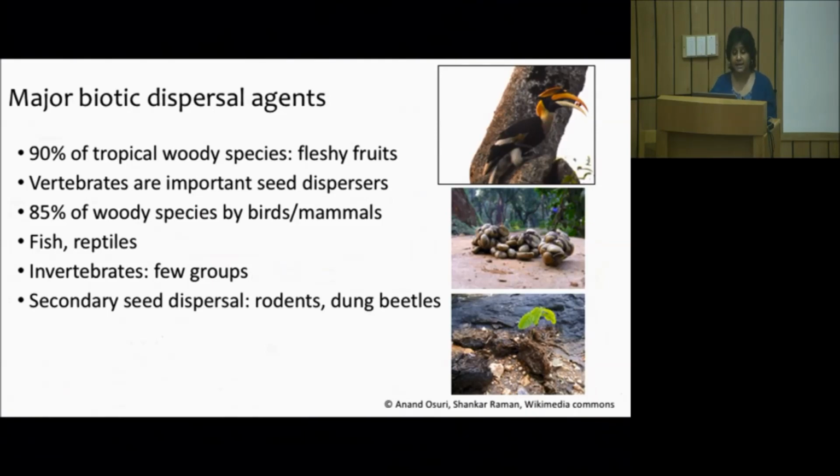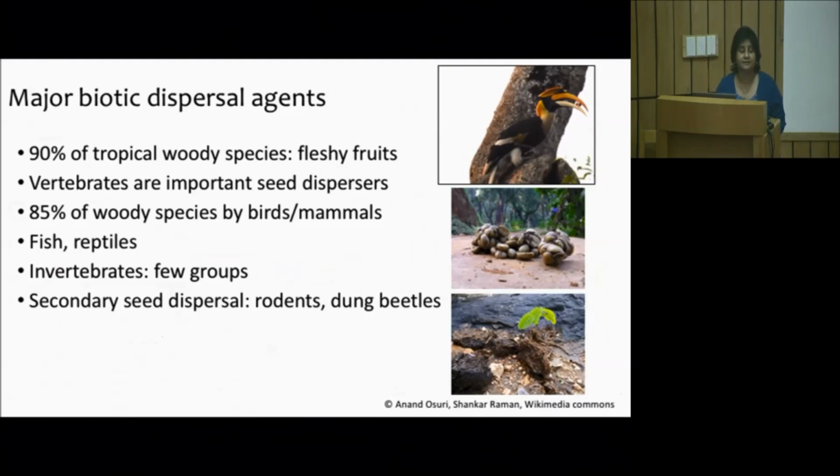Fishes and even reptiles, such as turtles and lizards, have been the focus of an increasing number of studies. Even fishes, especially in the Amazon, have been found to be major dispersers in some of these river ecosystems. There are also certain invertebrate groups like ants and beetles, which have been studied extensively and shown to be important seed dispersers.